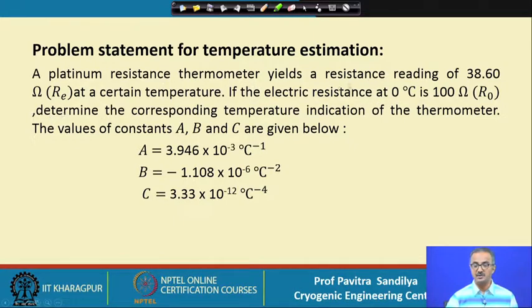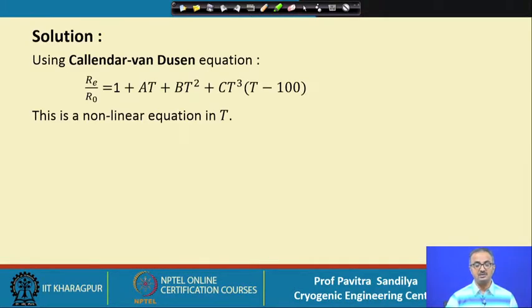So, this PT 100 gives a reading of 38.6 ohms at a certain temperature, and this resistance is given by Re. And we have been given the values of the various coefficients which are used for correlating the resistance with the temperature for these platinum resistance thermometers. So, here this is the Callendar-Van Dusen equation which takes these A, B, C, and we find that in this expression the temperature is coming in terms of T to the power 4.